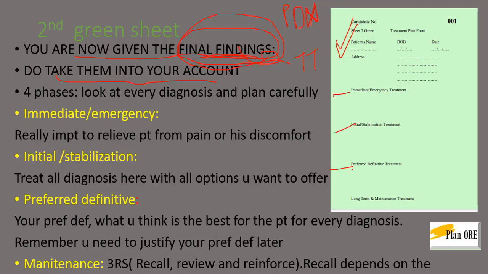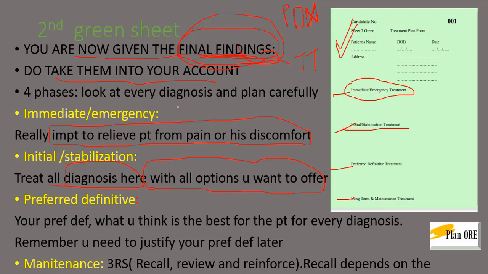Now there are 4 phases in which you need to divide your treatment plan. The first phase is the immediate or the emergency phase where you need to mention what you will do to relieve the patient's pain or discomfort. The second is the initial or the stabilization phase where you will treat all the diagnoses which you had listed in your orange sheet. At the same time, you will tell the patient all the options he has.